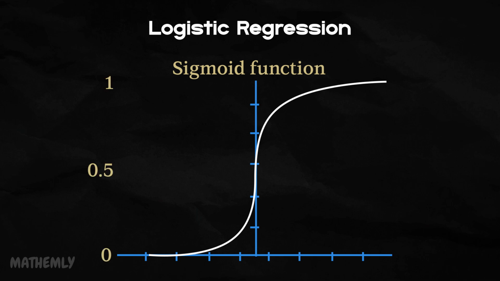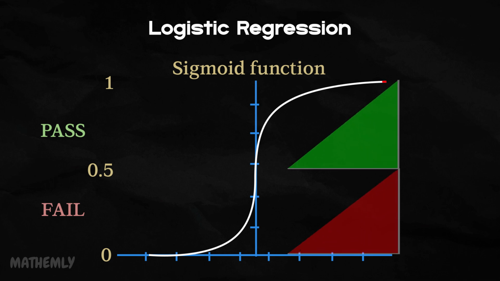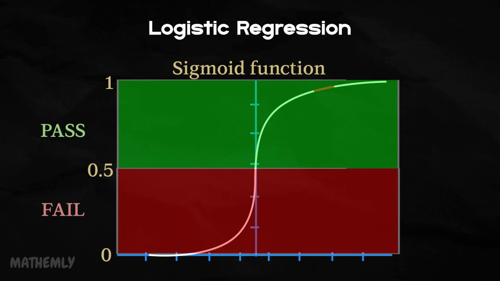For example, if we want to predict whether a student will pass or fail an exam based on study hours, logistic regression won't just give a score like 72 or 85. Instead, it might output a probability like 0.78 or 78%. If this is above 0.5, we classify it as a pass, otherwise it's a fail. This method is widely used in real-world applications like spam detection, medical diagnosis, and fraud detection. Now let's see how it actually works.